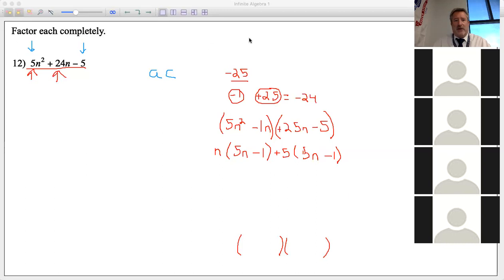I need to erase that. That looks ugly. And let me rewrite that. 5n. Okay. So to get your, and by the way, we're done.